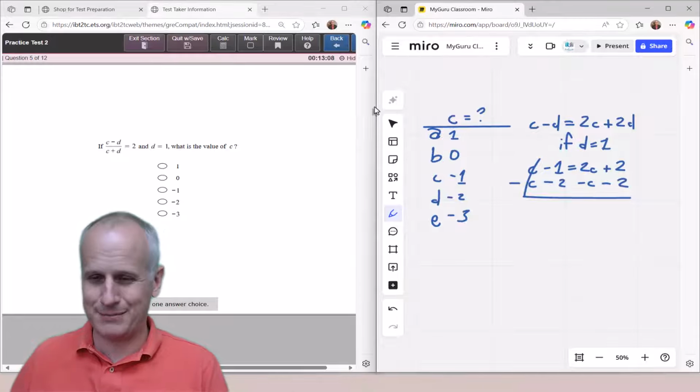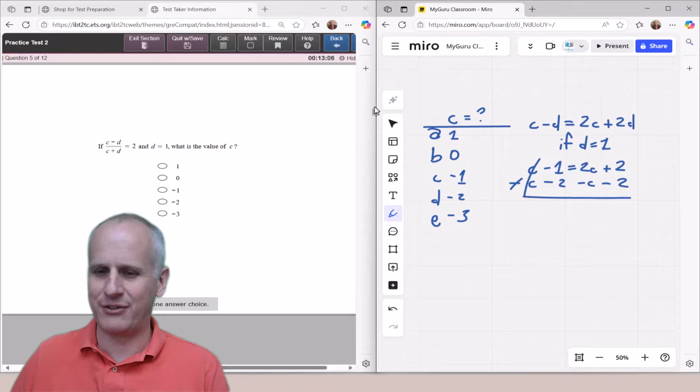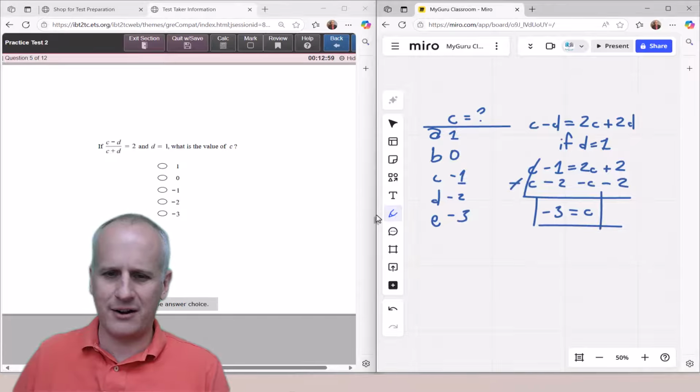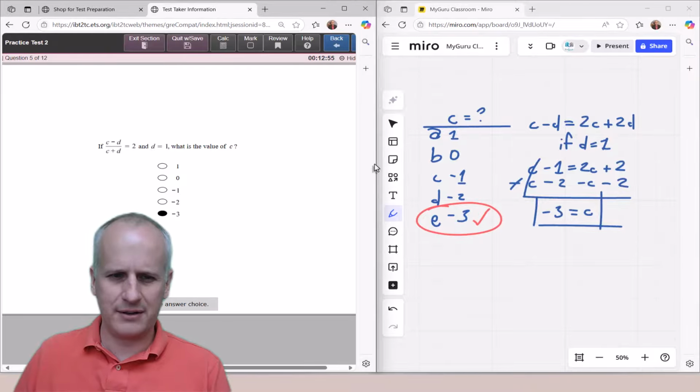Minus 2, not minus 2. That minus was with our c. Got to be careful there. But we're going to end up with -3. And then 2c minus c equals just the 1c. And there is our solution for this question of -3.